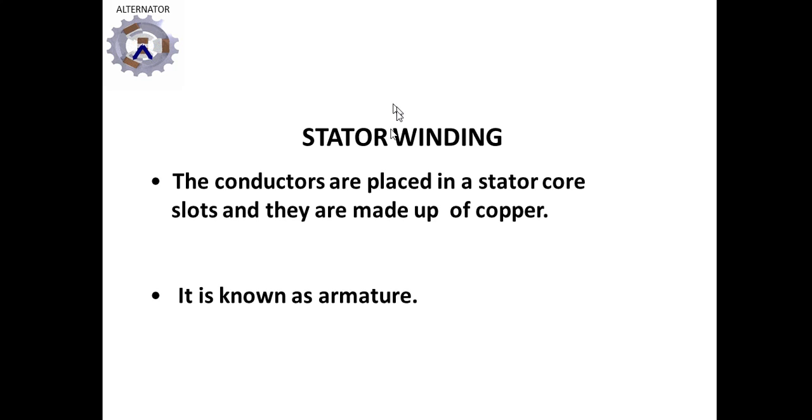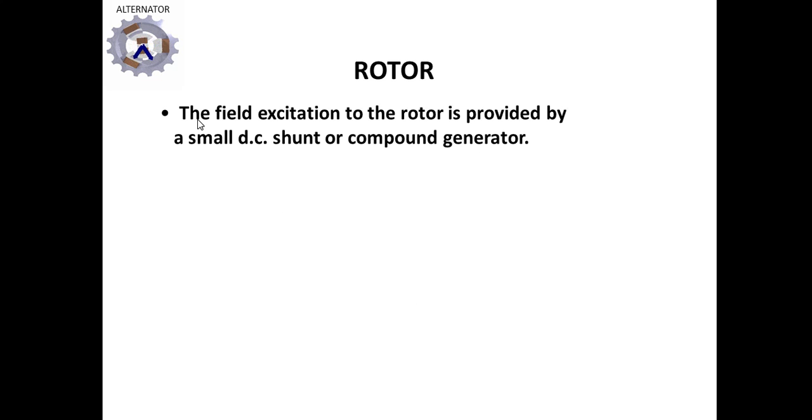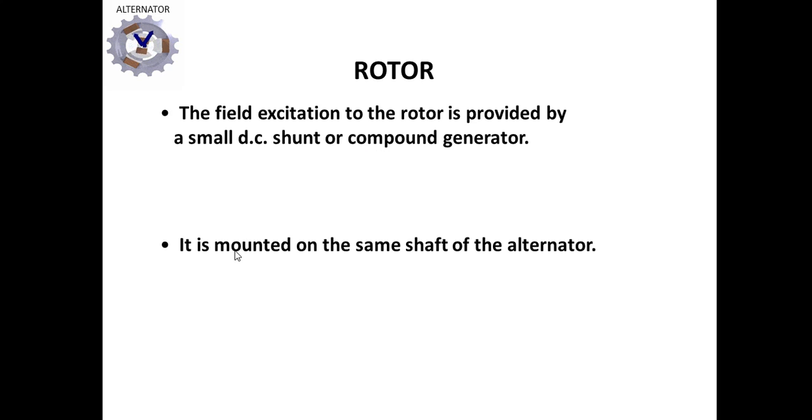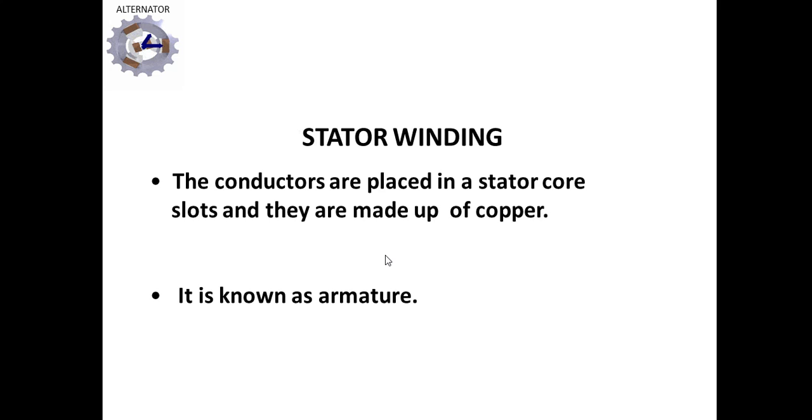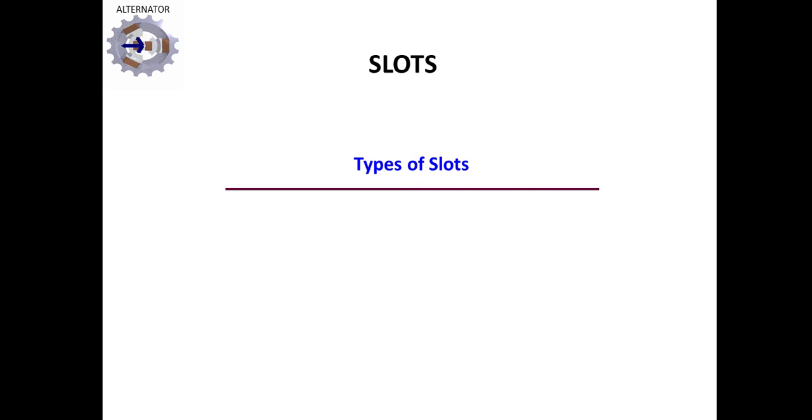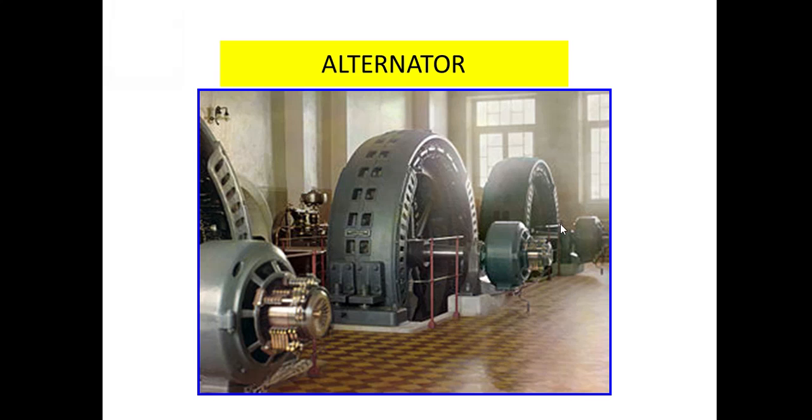Now the stator winding, that is the armature winding. The armature winding is placed in the stator core slots. It is made of copper and is also known as the armature. The field excitation to the rotor is provided by a small DC shunt generator or compound generator. It is mounted on the same shaft of the alternator. Here this is shown: the DC shunt and compound generator on the same shaft of the motor.